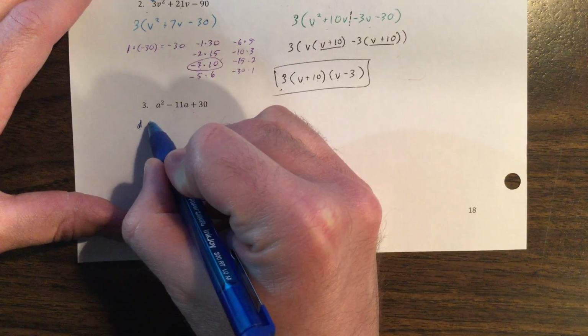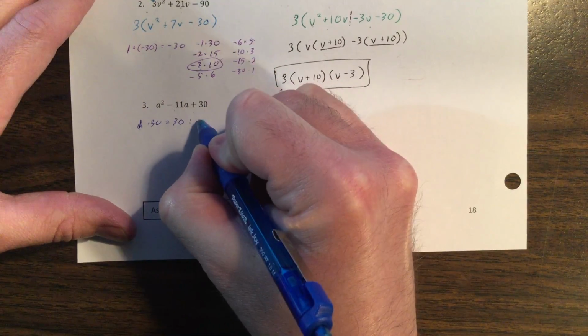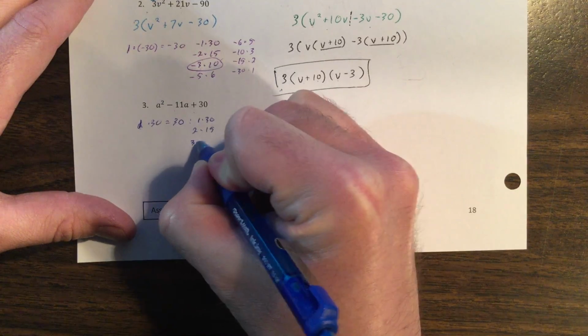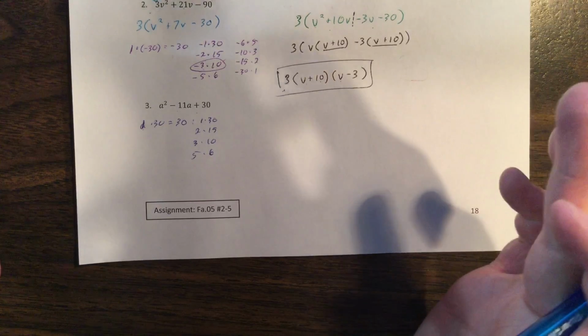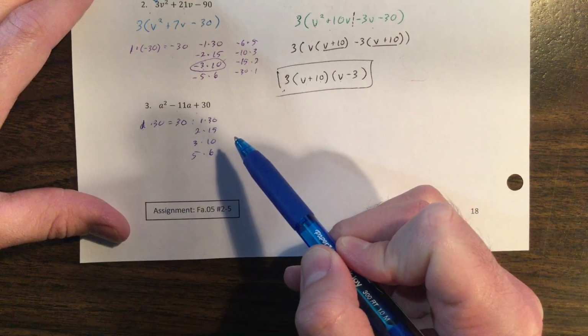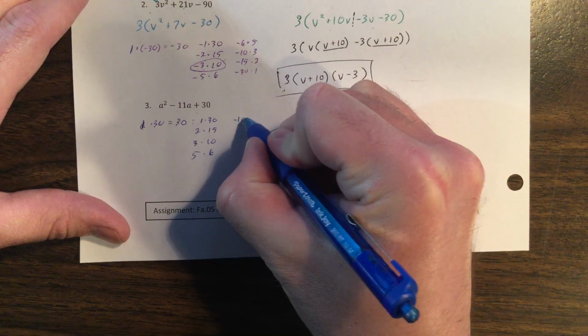We have a 1 there, so 1 times 30 gives us 30. The factors of 30 are 1 and 30, 2 and 15, 3 and 10, 5 and 6. Now something to watch out for here: you'll notice that if we add any of these up together, we're going to get a positive value, and we're looking for a negative. So we have to come up with our negatives as well.